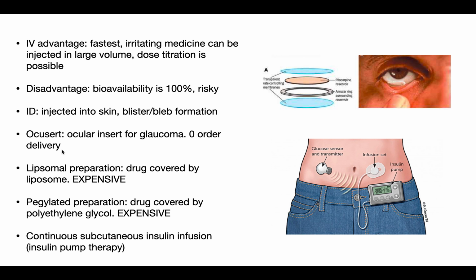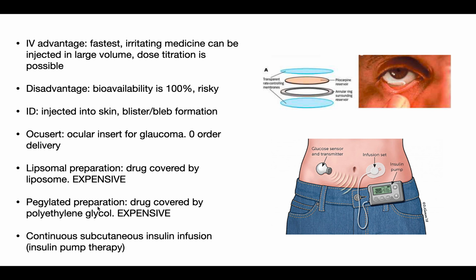Ocusert is a new kind of drug route, and it's basically a very high-tech contact lens. You insert the lens, and there's a reservoir of medication that releases the medication slowly. This is usually used to treat glaucoma. Liposomal preparation is when a drug is covered by liposomes, and of course it is expensive. It's very new, and it's a very good drug because it's able to be absorbed through any lipid membrane.